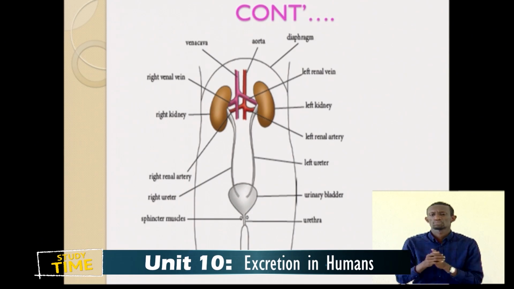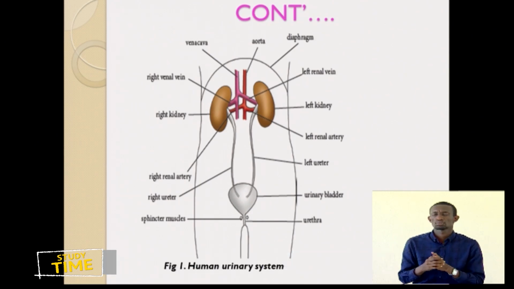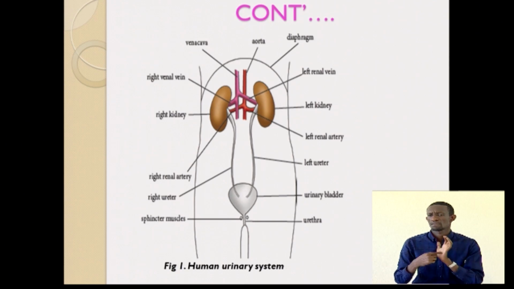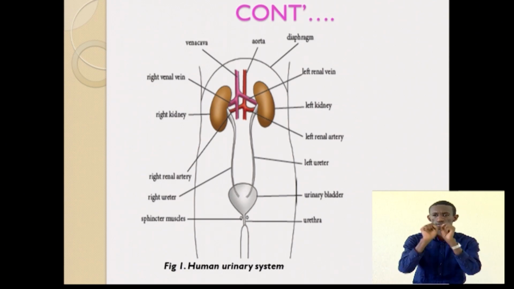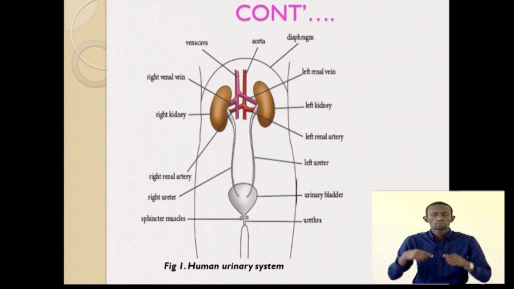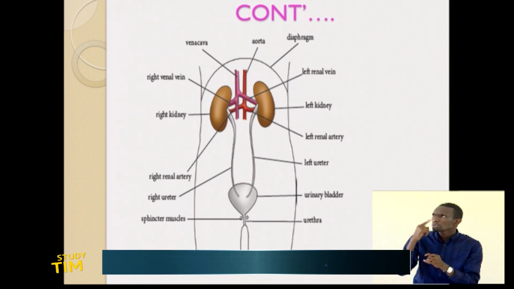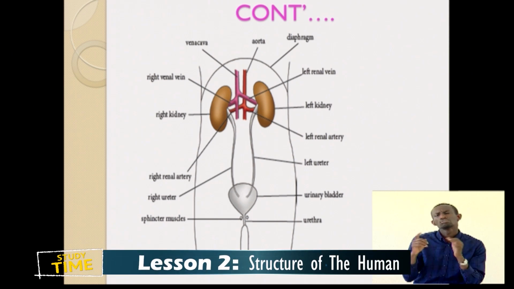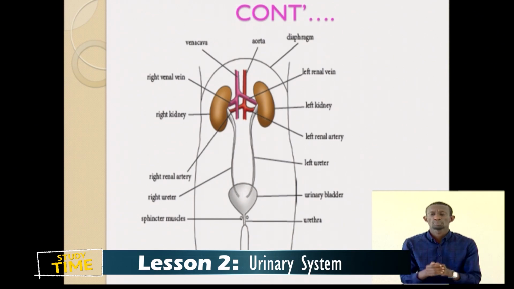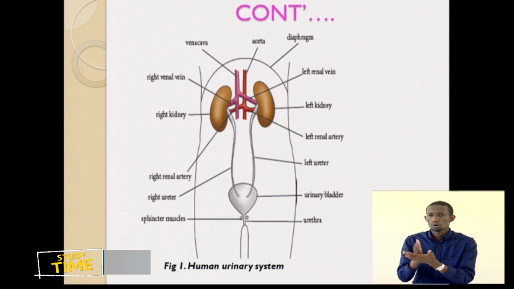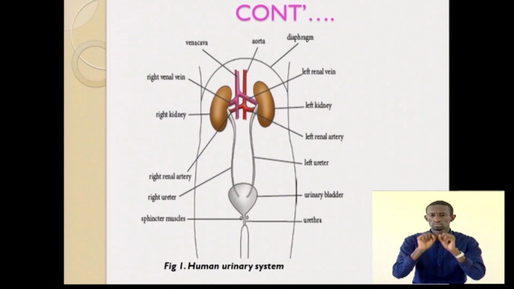Let's have the structure that tries to show the human urinary system. The human urinary system is made up of very many parts. I'm going to mention those parts. Try to observe on a diagram. The diagram is trying to summarize all parts of the urinary system. Are you observing the diagram? Are you trying to observe the chart of the urinary system?